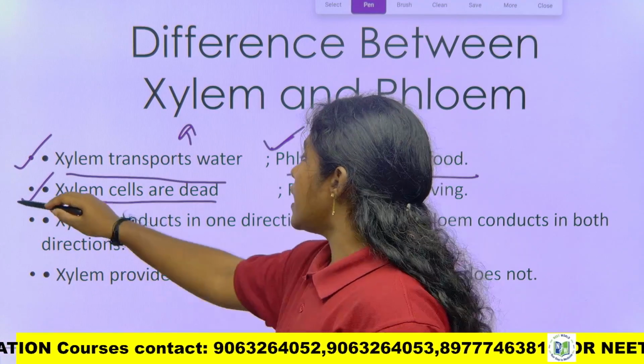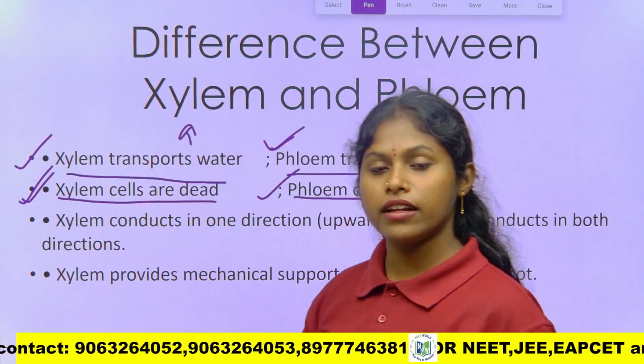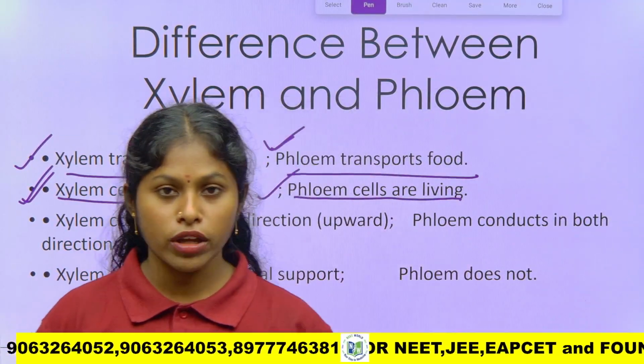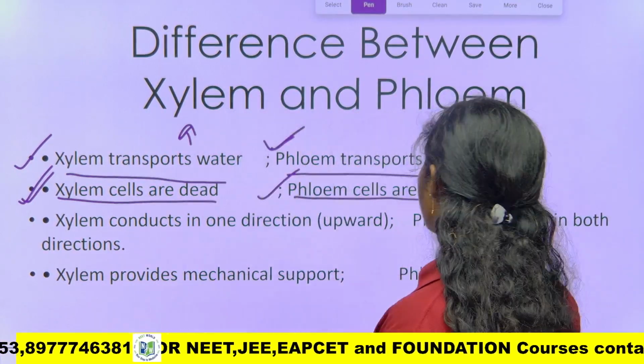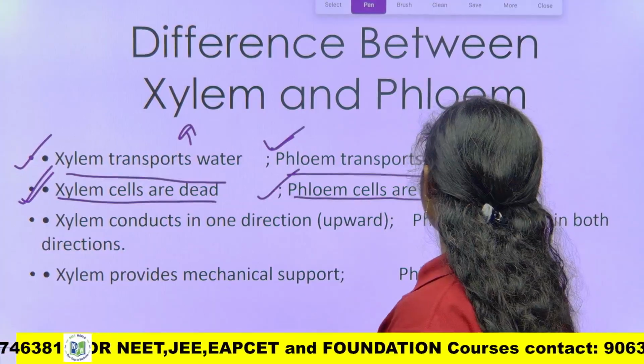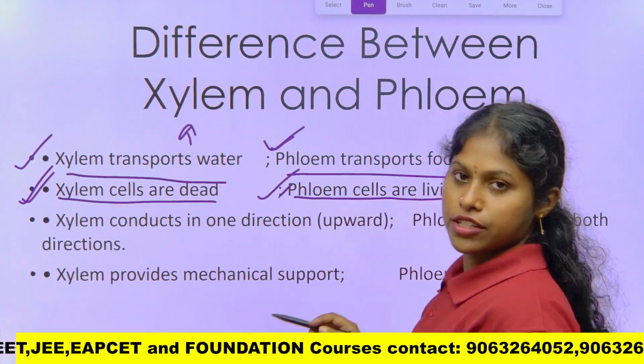So xylem is almost dead. Phloem cells are living, because among the components of the phloem, what is the dead tissue, children? Phloem fibers are the dead tissue. Among all, the sieve tubes, companion cells and phloem parenchyma are all living tissue, right.